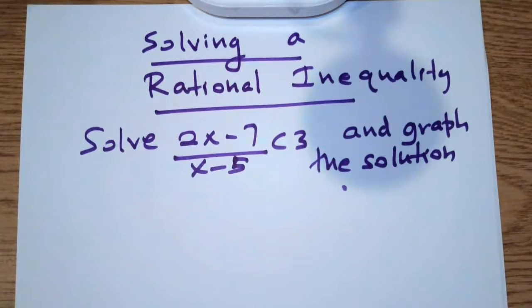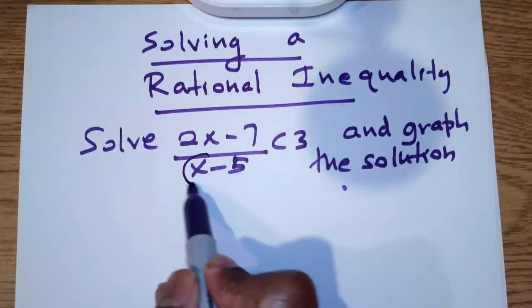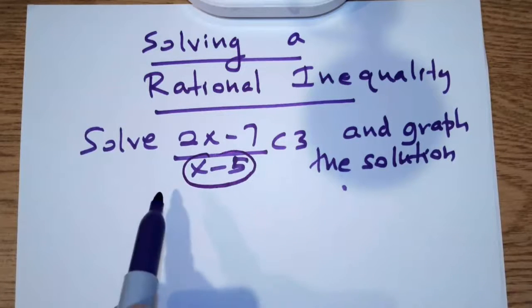So this is my video on solving a rational inequality. So we did linear and quadratic, and now we are going to do rational, right? First of all, remember, rational means there is a denominator with x in it, right?